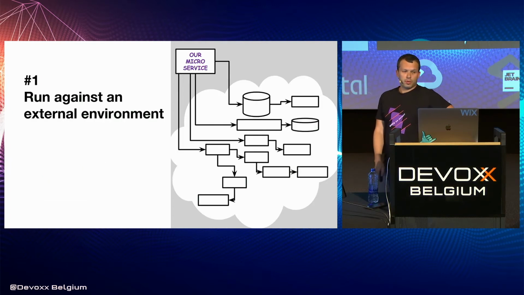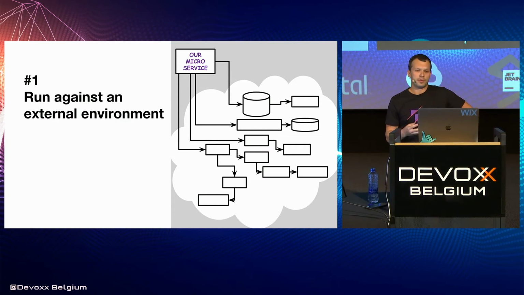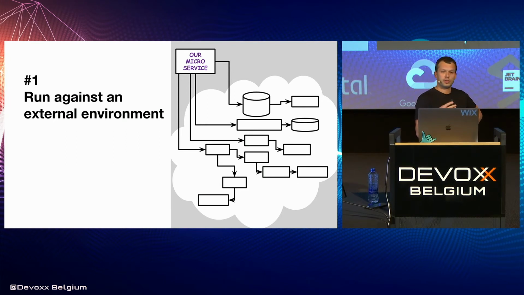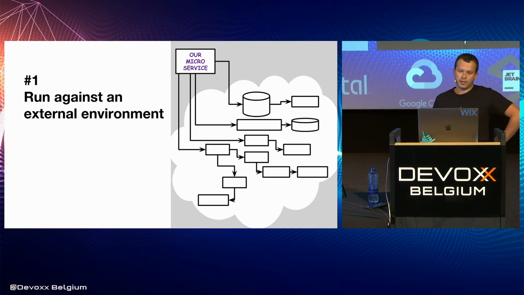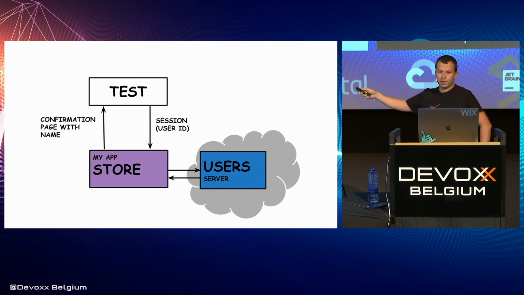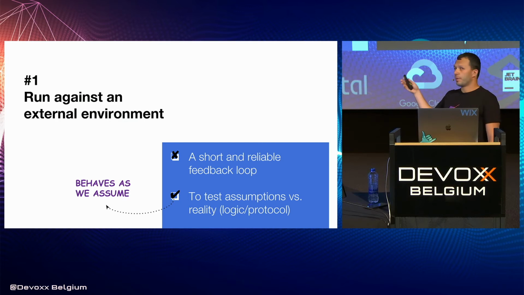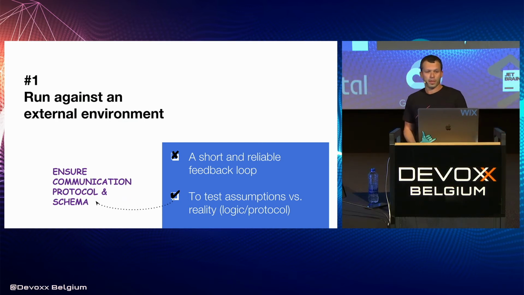So let's see how we can test it. So the first try will be to run against an external environment. So you could run your application against production or staging or some other environment. Let's see how it works. So we have our test, we have our application, and the user server is somewhere. The good thing about it is that we do check that it behaves like we assume, and we ensure that the communication protocol, the schema, is correct.